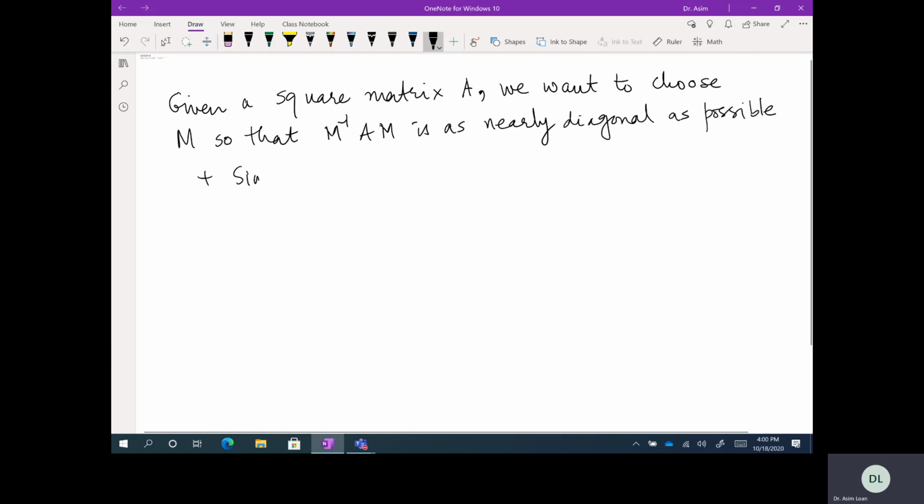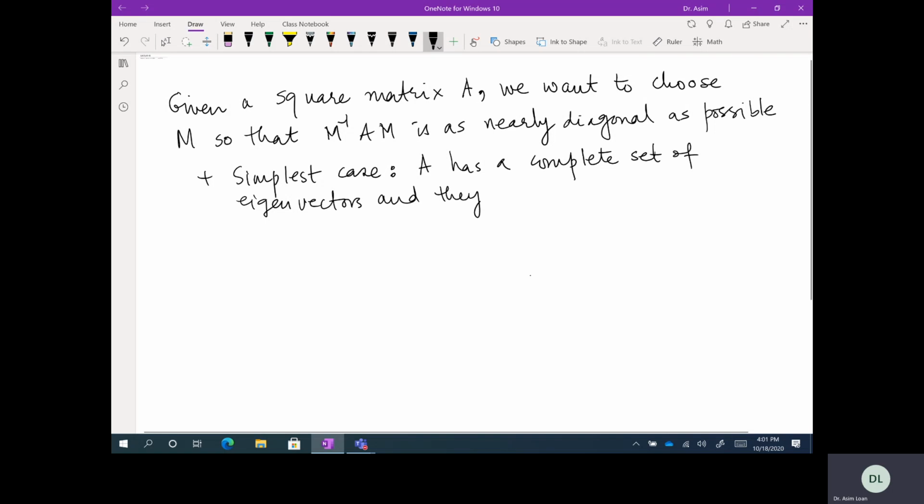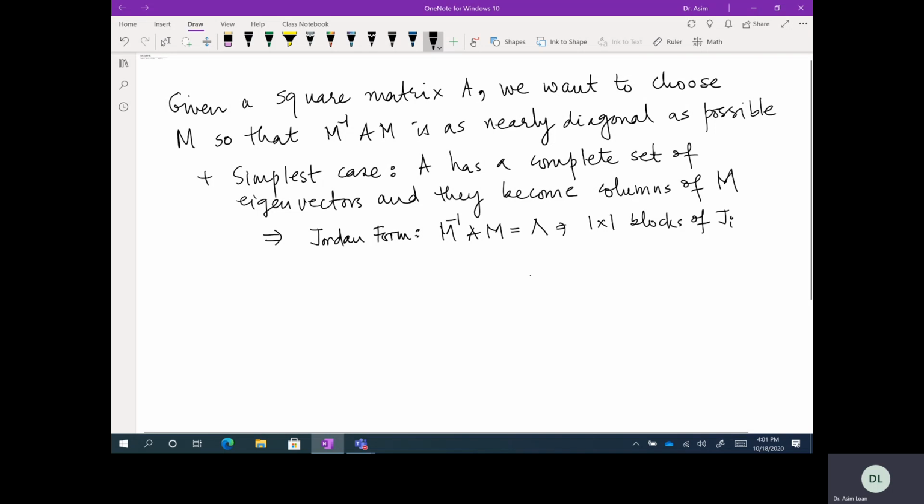So the simplest case is when A has a complete set of eigenvectors, and they become columns of M. This implies the Jordan form is M inverse AM equals Lambda, which implies 1 by 1 blocks of Ji, the one we defined in the last lecture.